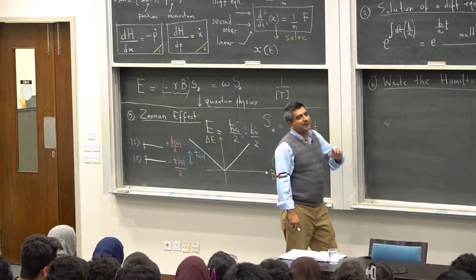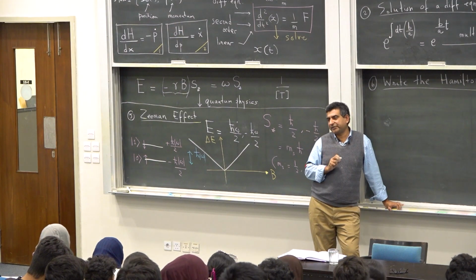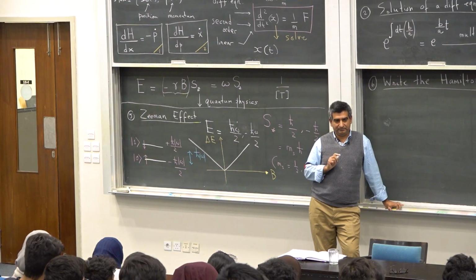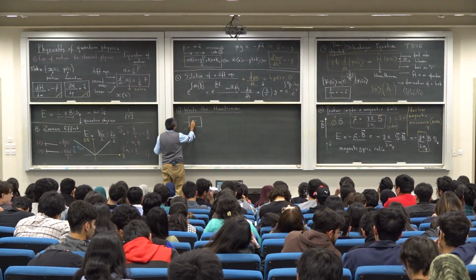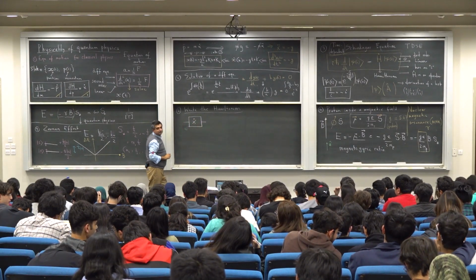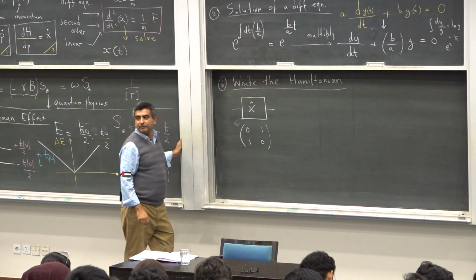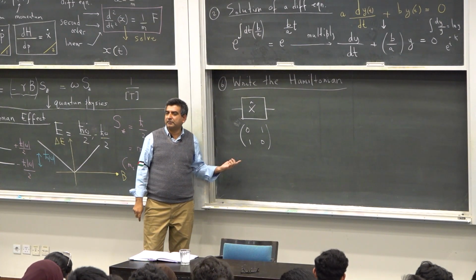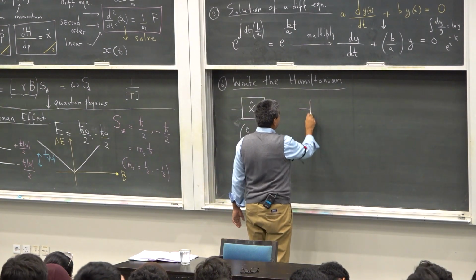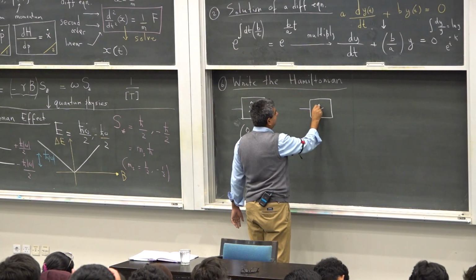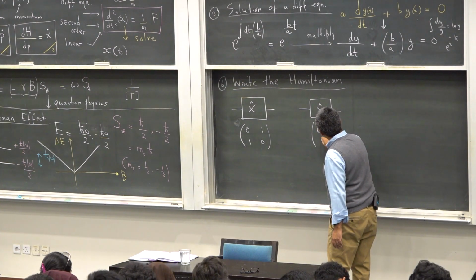Now, in order to write the Hamiltonian, first of all, I would like to introduce three kinds of matrices to you. And you've already seen them. One of them is the X matrix. This X matrix looks like this. Is this a unitary matrix? Yes, all of these are unitary matrices. The other matrix is Y: 0, minus iota, iota, 0.